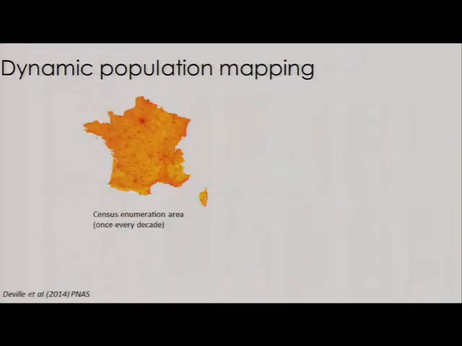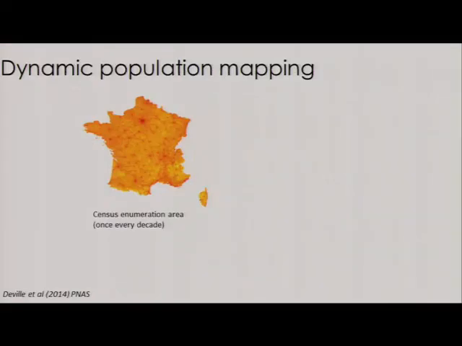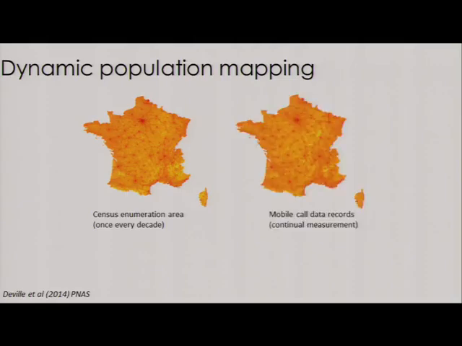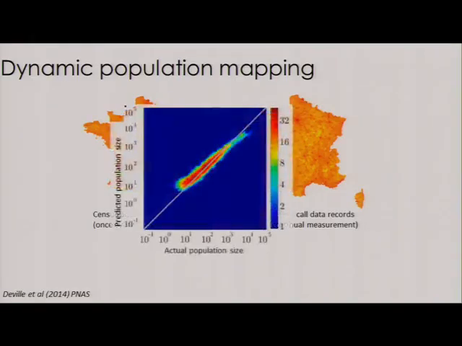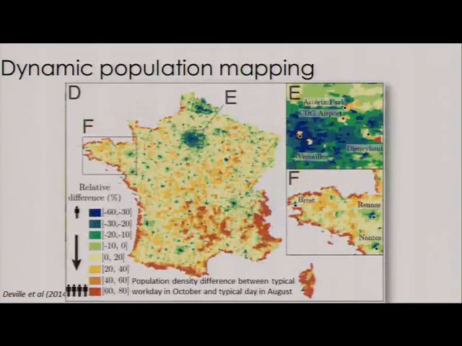So what we've done, this is France, which is not an elimination country at the moment. This is the census data, producing a population map from that, and we were able to quite closely replicate the population distributions using call densities, coming out with quite a strong relationship. And the benefit, of course, of the call data records is that they are continually measured, so we can come up with dynamic population maps.